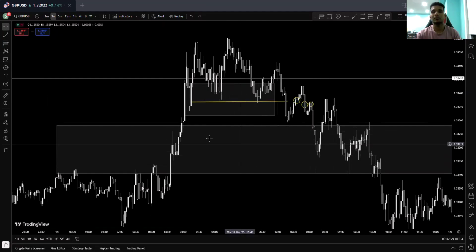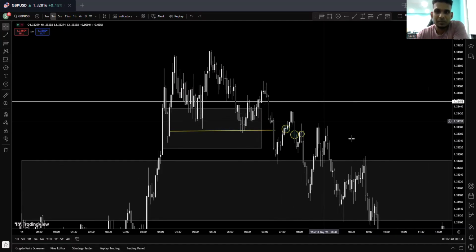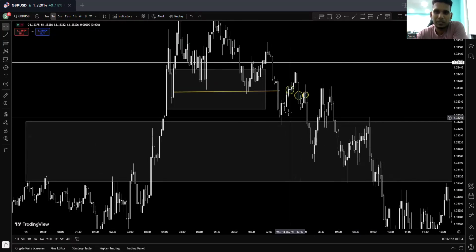This 1 hour fair value gap, I marked this out in a higher time frame. So I thought this is going to hold the price. Towards higher. So that's why I'm not holding this selling model. But actually today is a complete selling model. It's a complete bearish day.